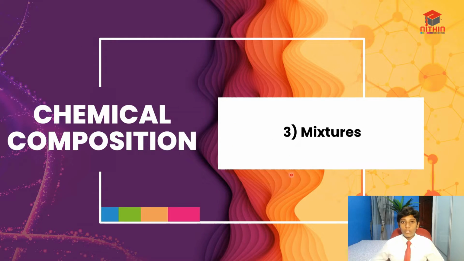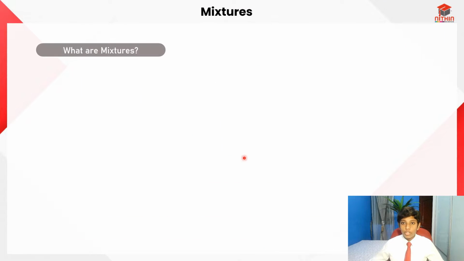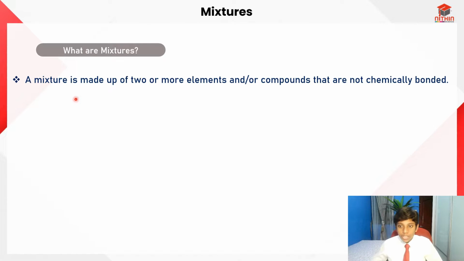For the next segment, segment number 3, I'll be going through mixtures, and I hope you understood the previous segment, compounds. Let's take a look at mixtures now. What are mixtures? A mixture is made up of two or more elements and or compounds that are not chemically bonded. Let me highlight this part.